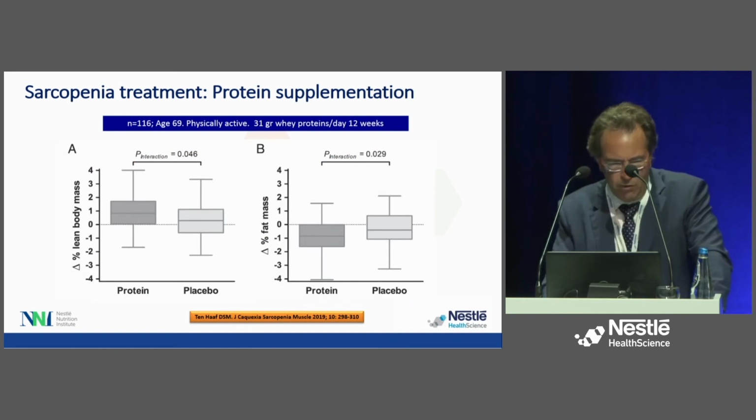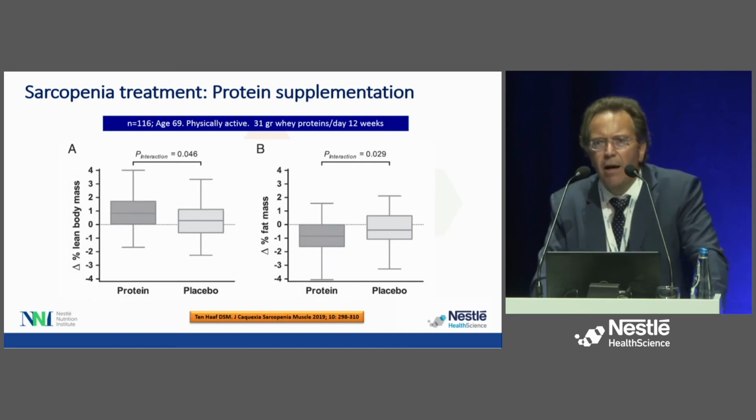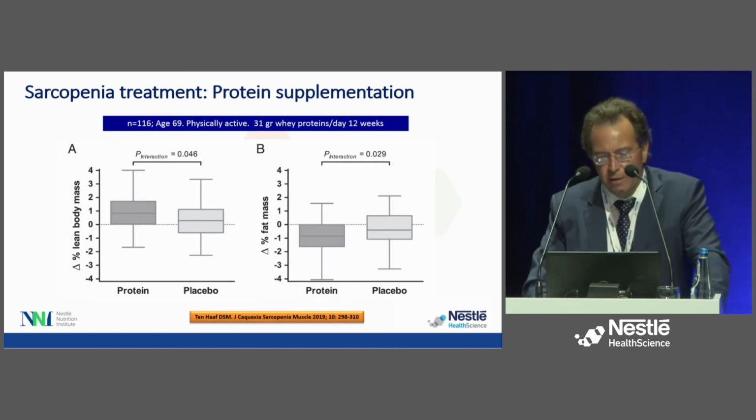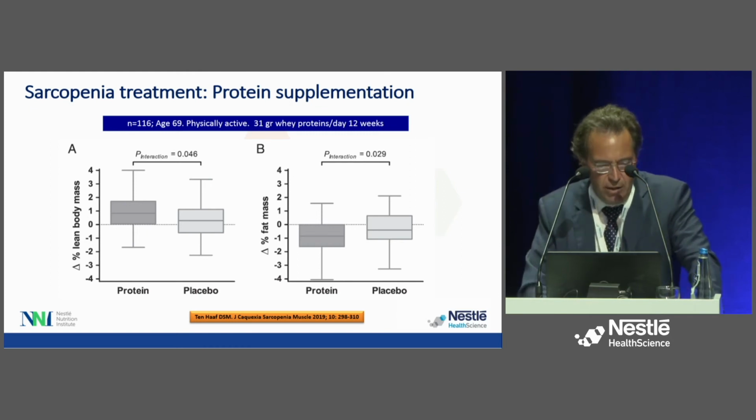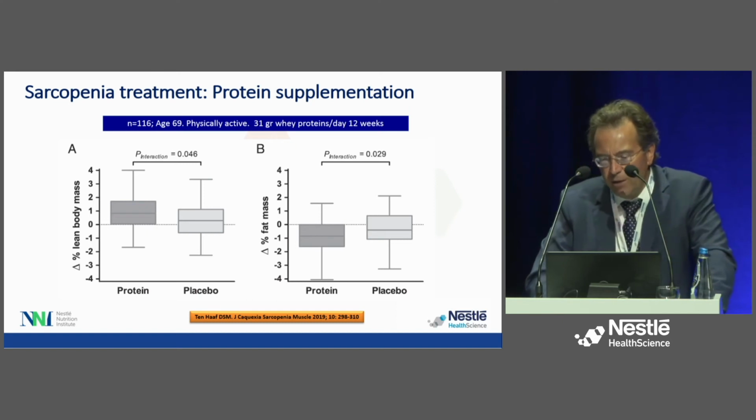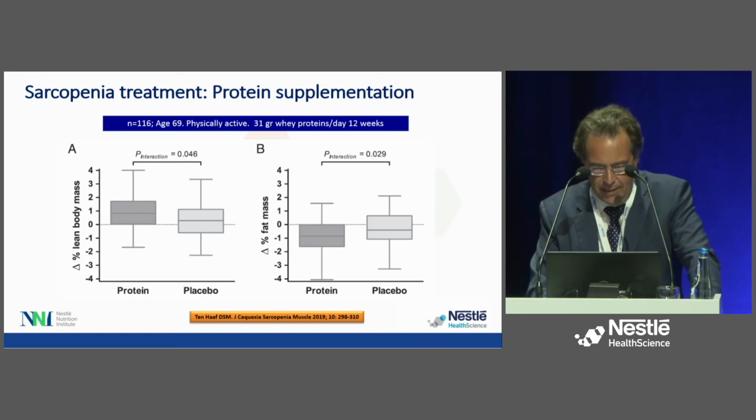What about treatment? And I will finish with this. With sarcopenia treatment, we know that protein supplementation increases lean body mass, in the left panel, and in the right panel you can see how this protein supplementation decreases fat mass.